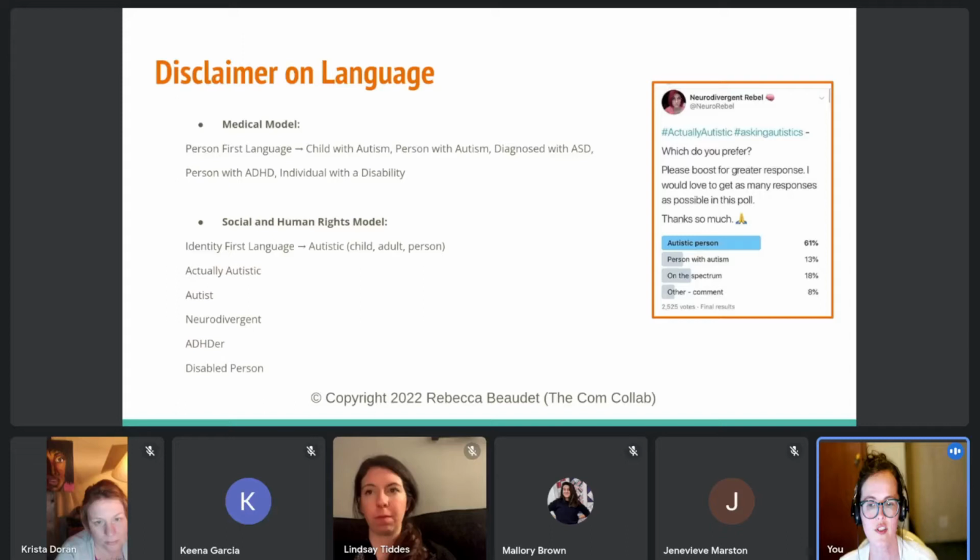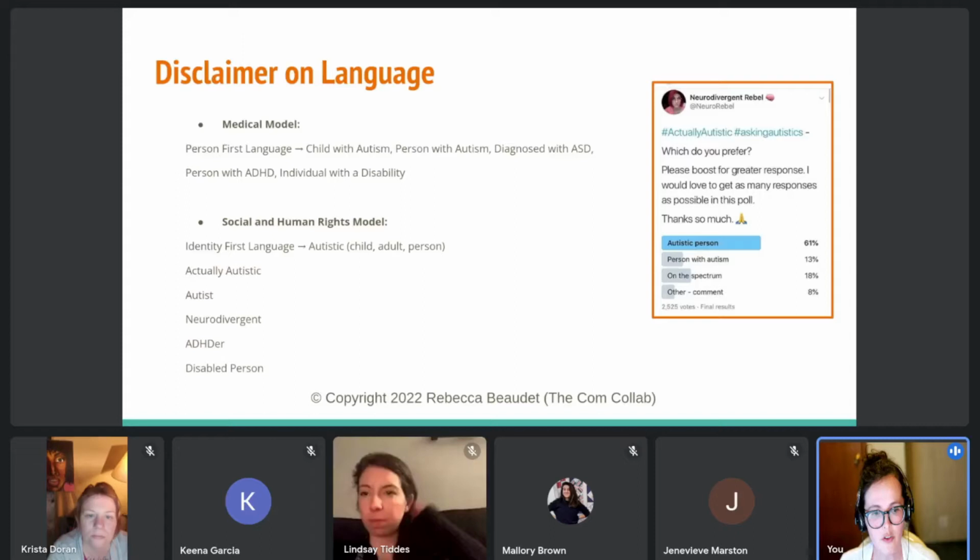I have a graphic on the right-hand side from the Neurodivergent Rebel. So they are an actually autistic adult, and they asked over 2,000 people who follow them on Twitter, which do you prefer? And they had the options of autistic person, person with autism, on the spectrum, and other. And 61% of the voters preferred autistic person. If you listen to autistic voices online, they are saying that they prefer this identity first language.